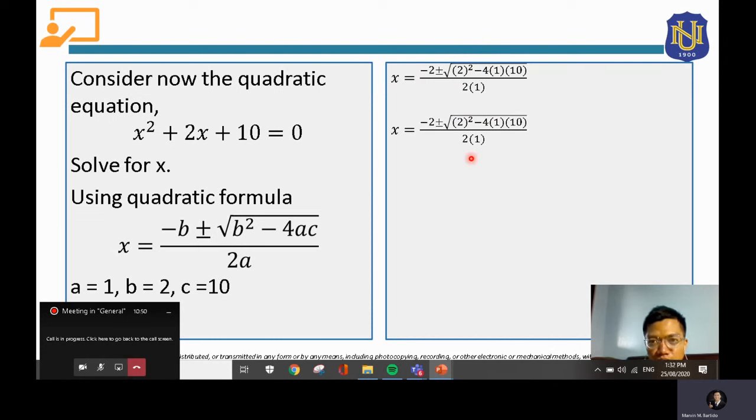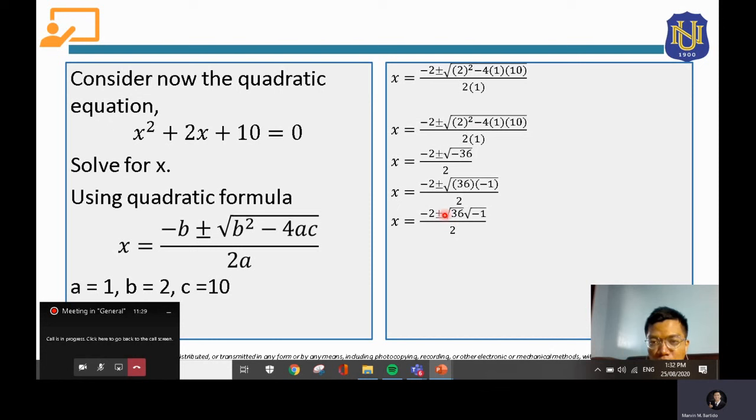Simplifying that, it will give you negative 2 plus or minus square root of negative 36 over 2. Again, square root of negative 36 has no solution, so there will be no real value for that, but we can use a law of radicals: we can factor out square root of negative 1 from square root of negative 36. Factoring that out, that will give you square root of 36 times negative 1. So the new value of x will be equal to negative 2 plus or minus square root of 36 times square root of negative 1 over 2.